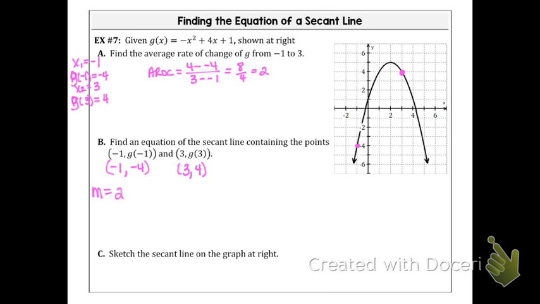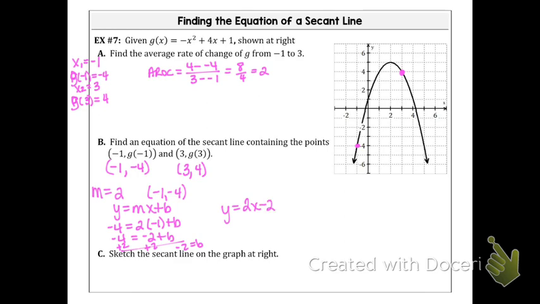Then I'm just going to use the first point, negative 1, negative 4. Using slope-intercept form, I know negative 4 equals my slope of 2 times the x, which is negative 1, plus b. So I'm going to solve for b. Add the 2, and we find that negative 2 is equal to b. If we were to use the other point, we would have still found b was equal to negative 2. So we know our equation is y equals 2x minus 2.